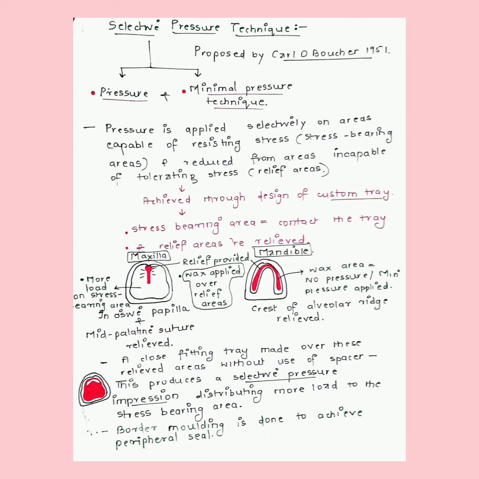Let's take this example. The patient has a flabby anterior ridge. So the affected area is marked and blocked out in the preliminary cast, and a custom tray is constructed without involving this area. And the rest of the custom tray is prepared similar to this close fitting tray or custom tray with spacer. So this is another example of selective pressure impression. And border molding is done to achieve peripheral seal in this technique.